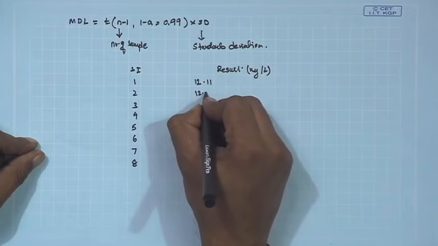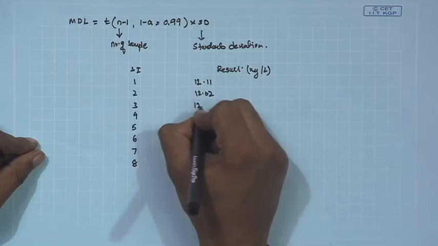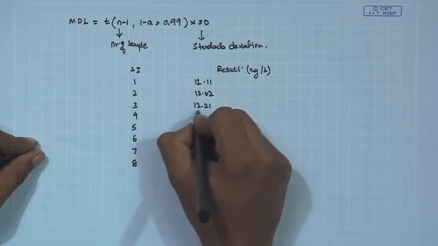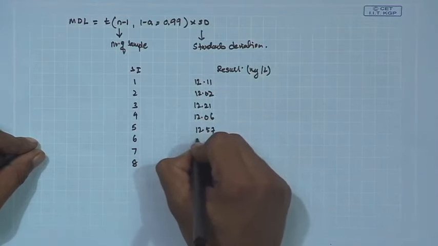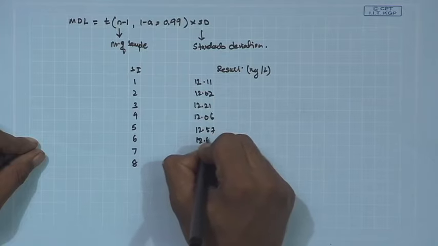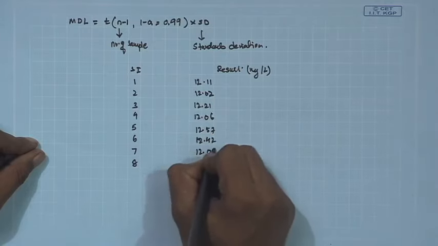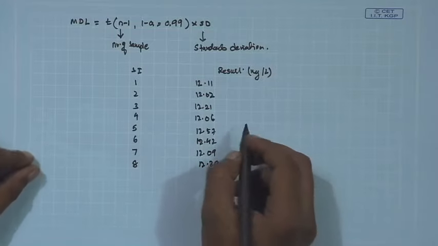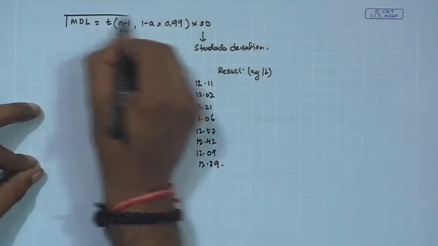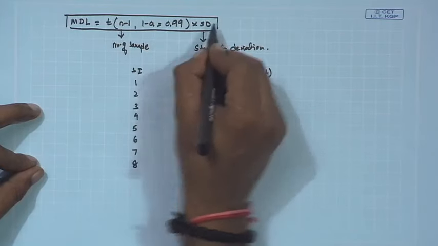12.11, 12.02, 12.21, 12.06, 12.57, 12.42, 12.09, 12.32. Since to find the MDL in the formula we are given, we need to first find the standard deviation.